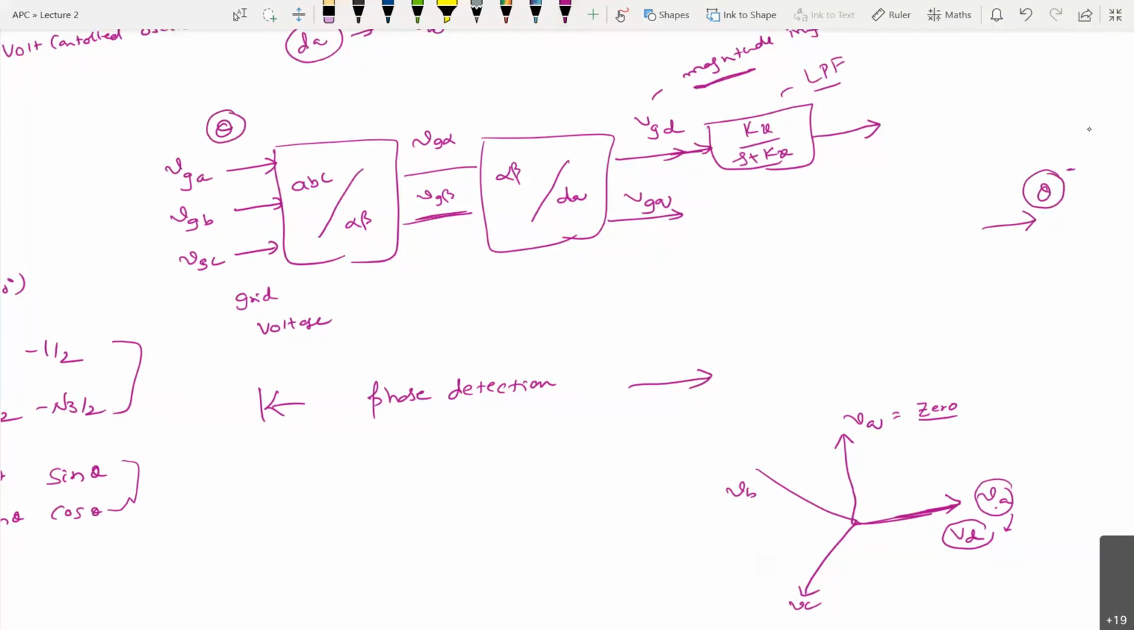Here it contains the phase angle information. This is given to a PI controller, which gives you the phase angle error. That is delta omega.